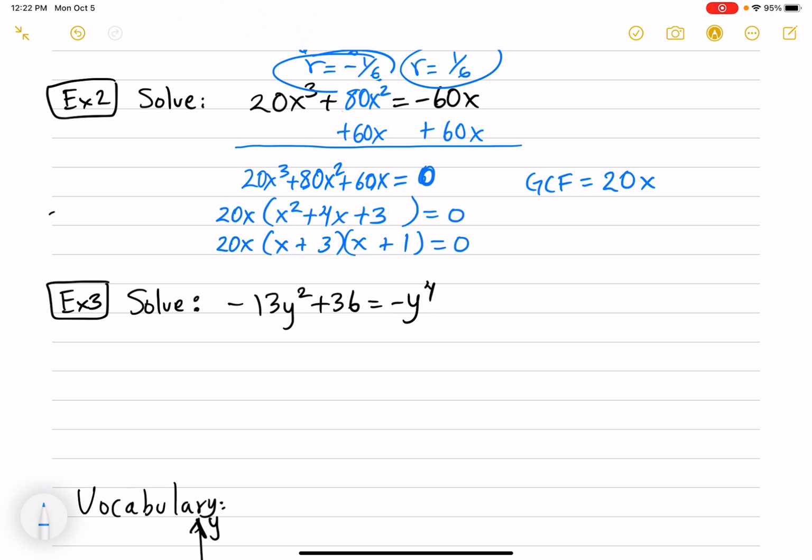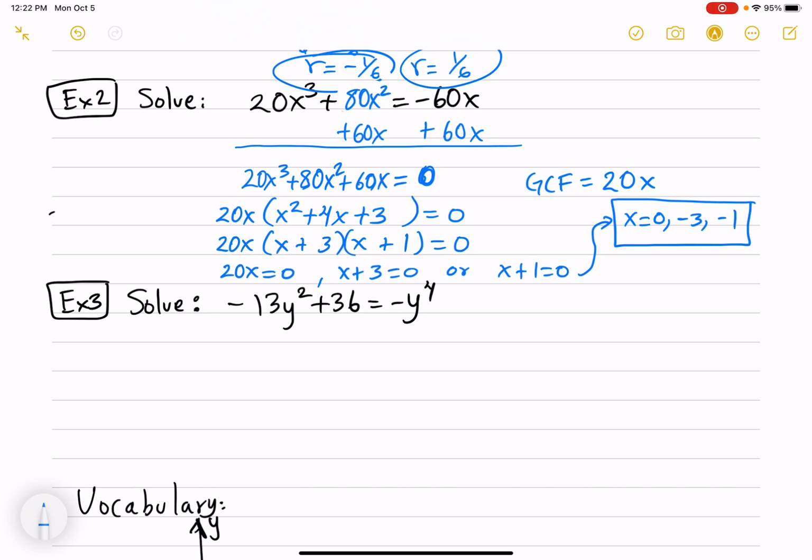So now, by the zero product property, either 20x is equal to 0, x plus 3 is equal to 0, or x plus 1 is equal to 0. If we solve for x in each of these, we're going to get that x equals 0, negative 3, and negative 1 are the solutions. So just refer back to the factoring techniques and then use the zero product property to solve. And that's how you do this.